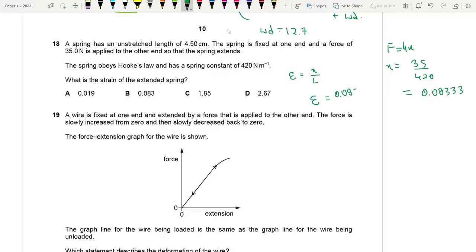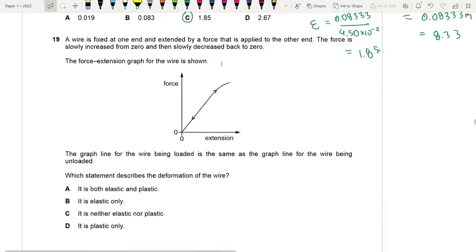So let's find out the strain now. 0.08333 divided by unstretched length. This is in centimeters though, so we need to convert it into meters. 4.50 into 10 to the power minus 2. Let's do that. 4.5 times 10 to the power minus 2. I'm getting 1.85. Is that even possible? Okay. Basically, if you convert this to centimeters, it is 8.33. So it seems like our extension is actually greater than the original length of the spring. That's crazy, guys. So 1.85. Usually you don't get this type of sum.